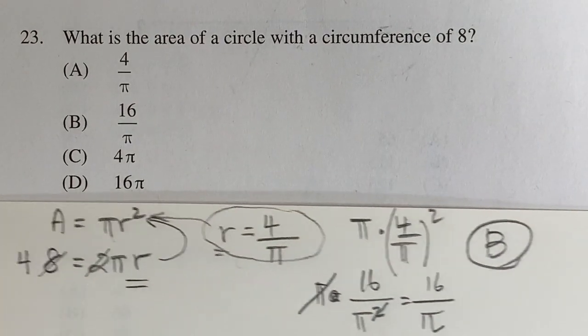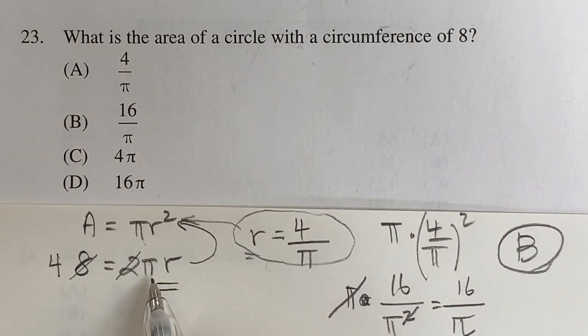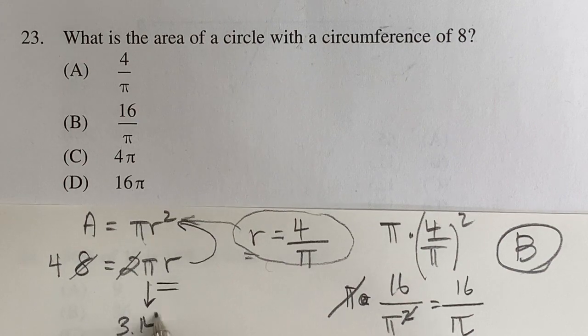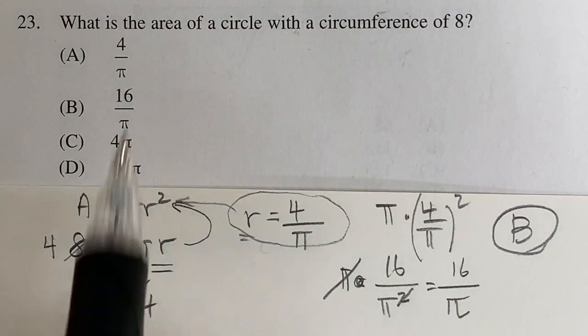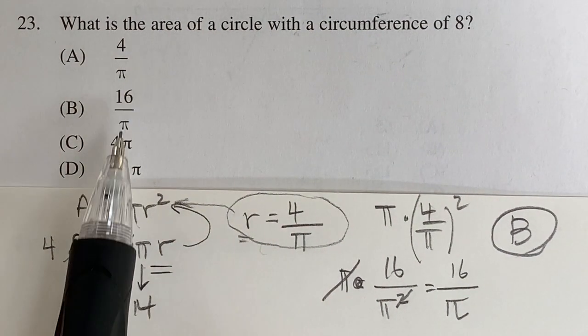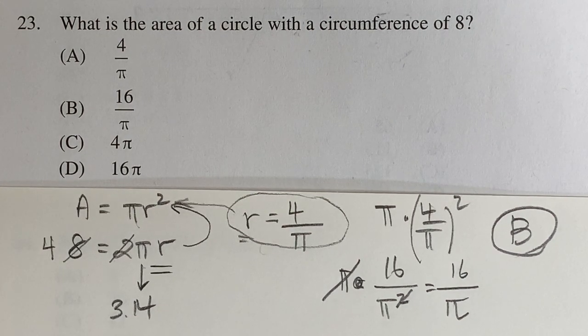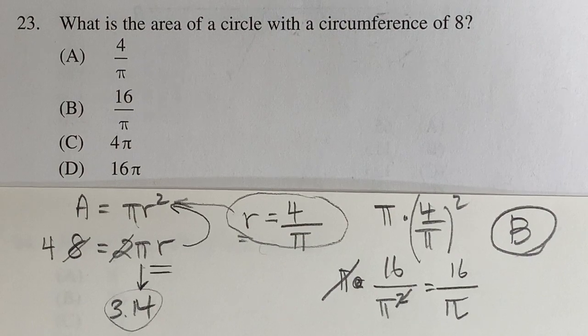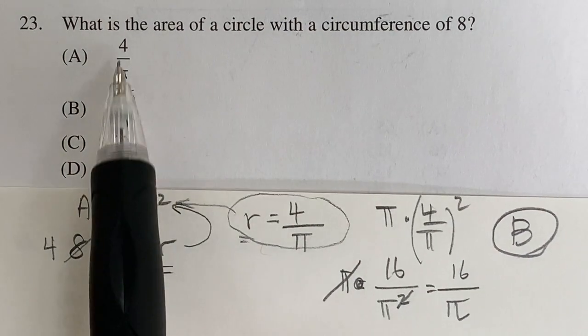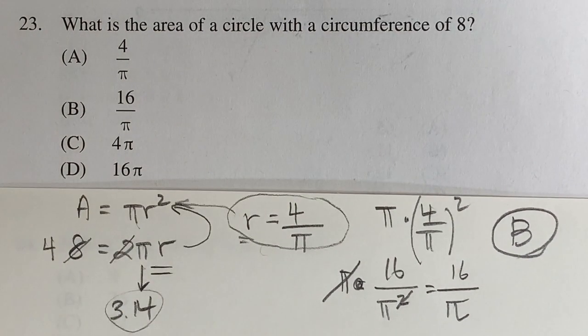Here, remember that a lot of people would try to plug 3.14 in for pi, but look at the answer choices. Everything is given in terms of pi, so you don't have to waste your time plugging in 3.14, okay? That's why it's important to check the answer choices before you do the calculations.